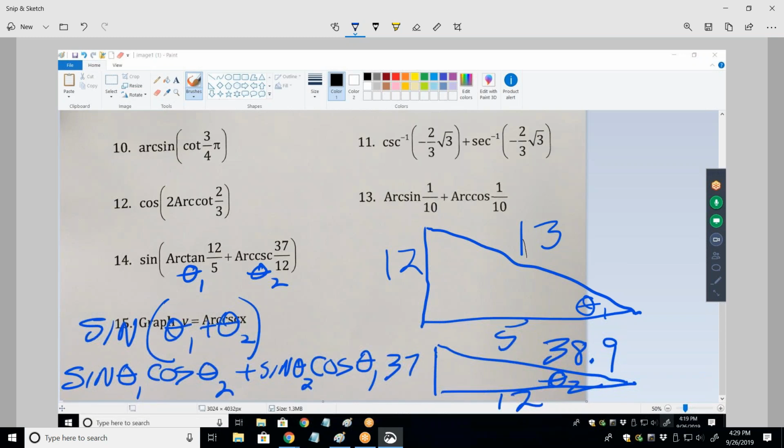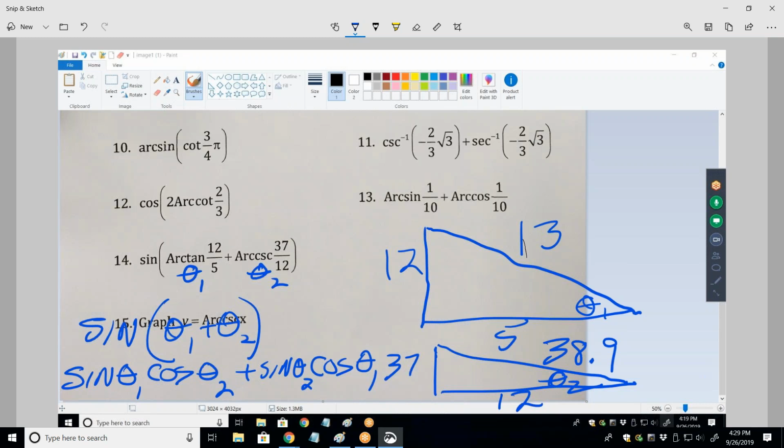In other words, the sine of theta 1 is 12/13. Cosine of theta 2 is 12 divided by 38.9. Sine of theta 2 is 37 divided by 38.9. Cosine of theta 1 is 5/13. That's four numbers. That'll give you an answer.